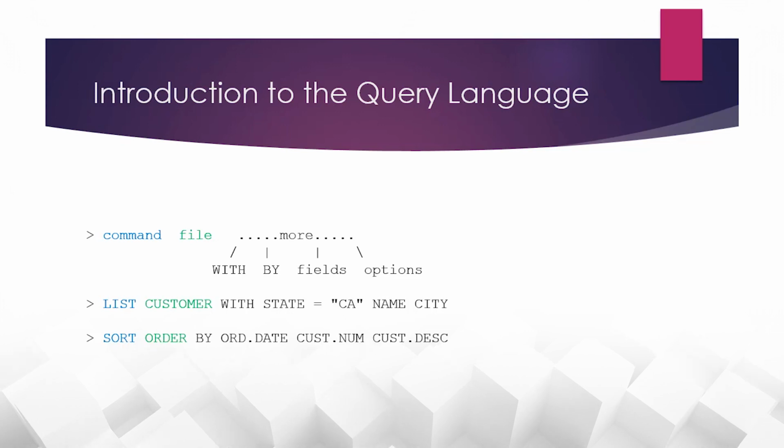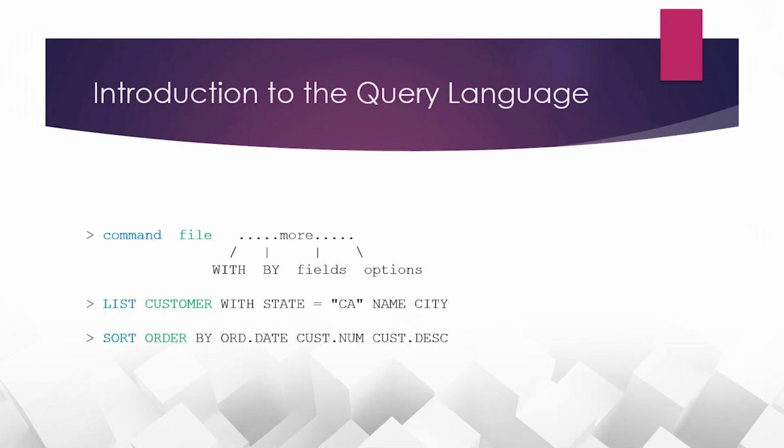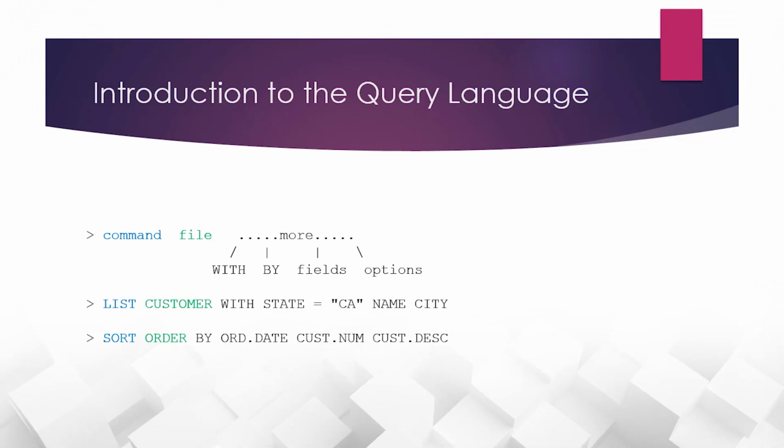Following our sort by ord.date, we're also going to show the cust.num and the cust.description. And these are field names that tell what I want to see. So the output of this would be the order identifiers, the customer numbers, and the customer descriptions. Now you'll notice I don't have a with clause on here, so it's going to show everything.